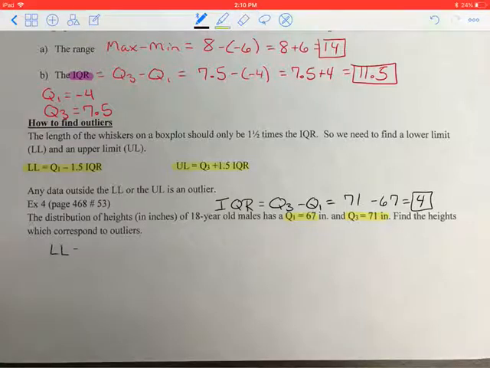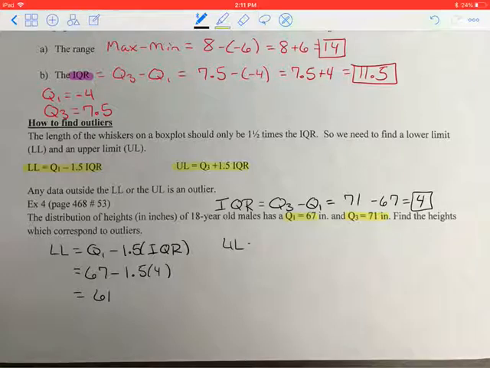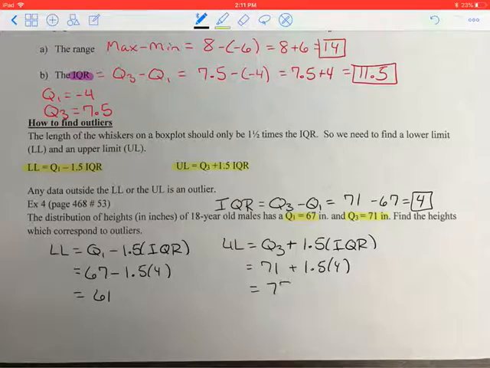All right, so our lower limit is going to be Q1 minus 1.5 times the IQR. Well, we know that Q1 is 67, and we're going to minus 1.5 times 4. And if you put that in your calculator, that comes out to be 61. Now the upper limit is Q3. Notice there's a plus instead of a minus. 1.5 times the IQR. So Q3 is 71 plus 1.5 times 4, and that comes out to 77.